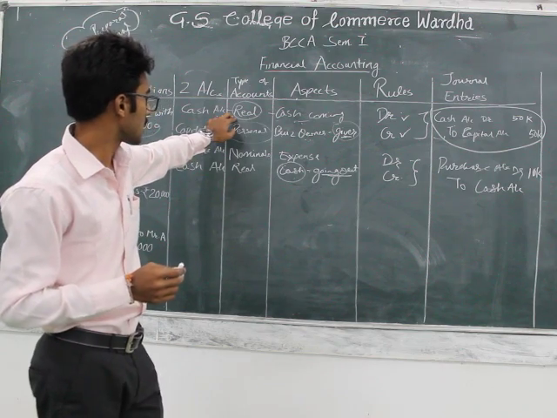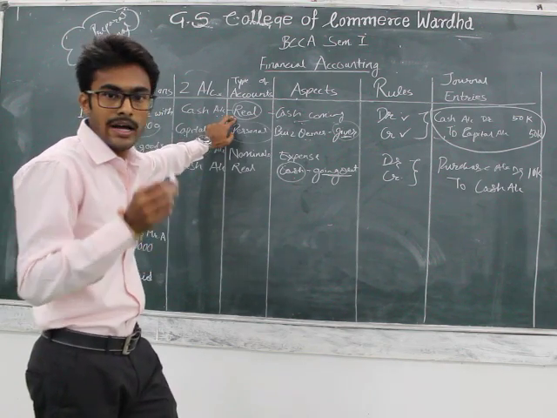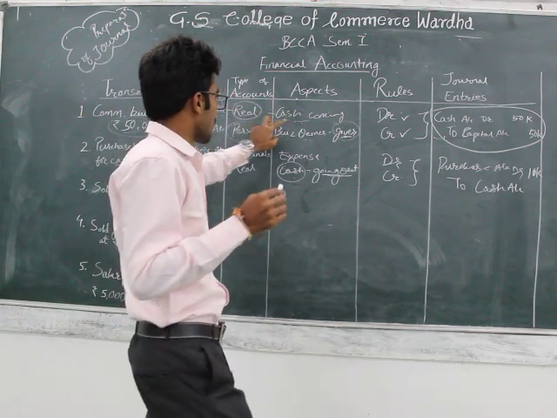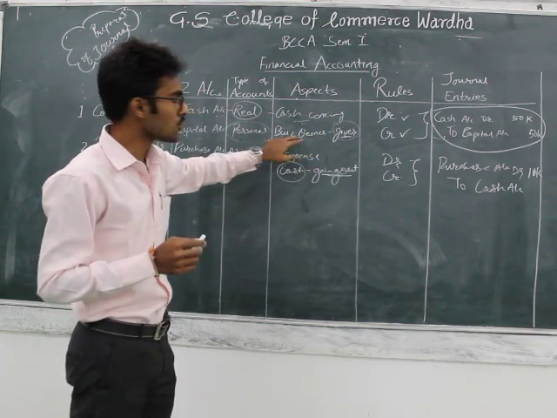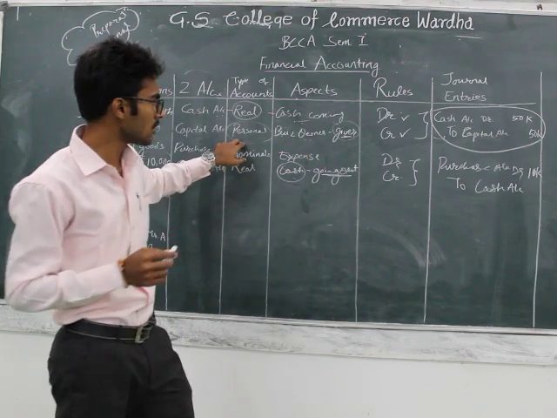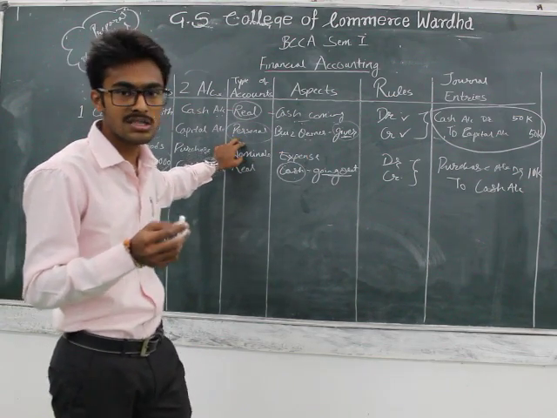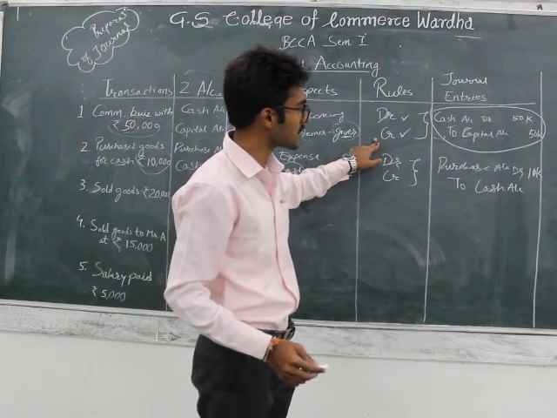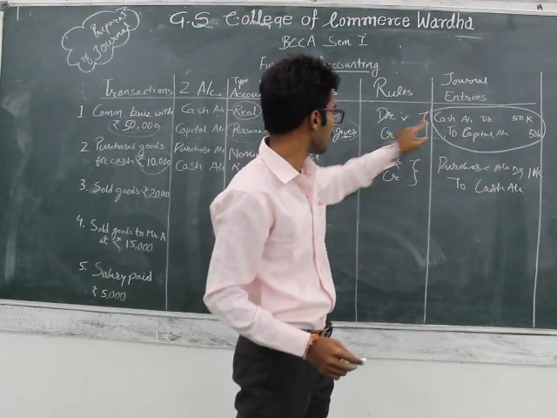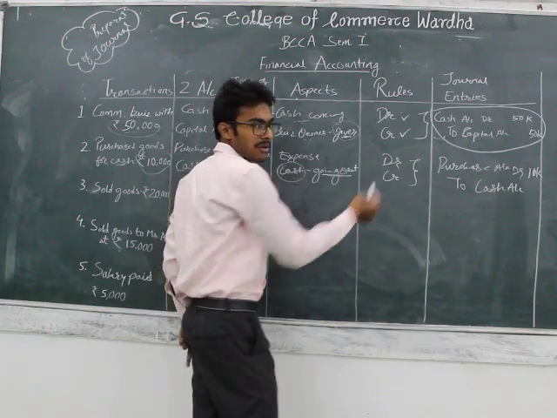The golden rule for real account is debit what comes in, credit what goes out. Cash was coming in, hence we have debited cash account. And business owner means personal account. The personal account's golden principle says debit the receiver, credit the giver. The business owner has given here, that's why we have credited the business owner. The combined entry for these two aspects will be cash account debited to capital account.